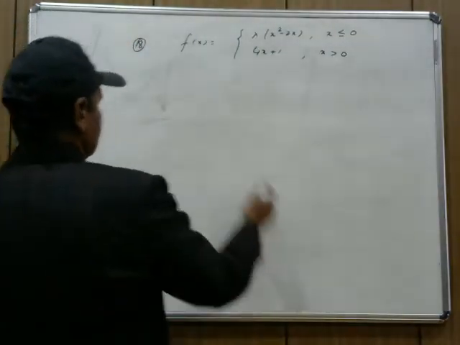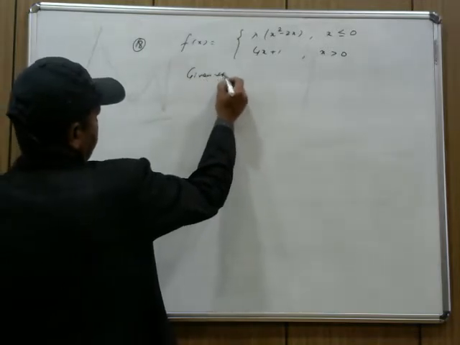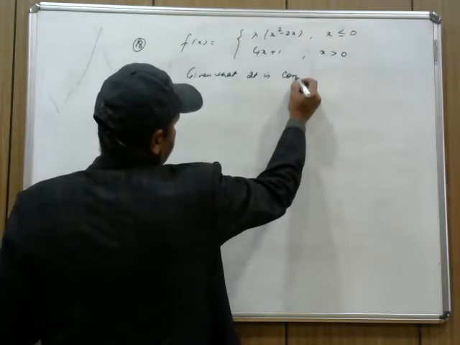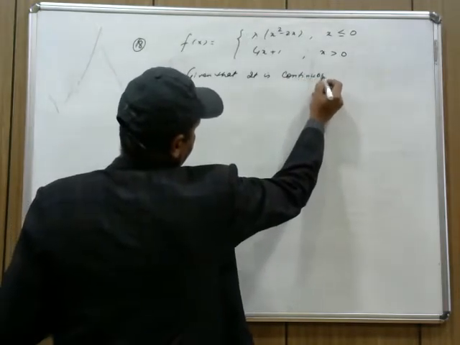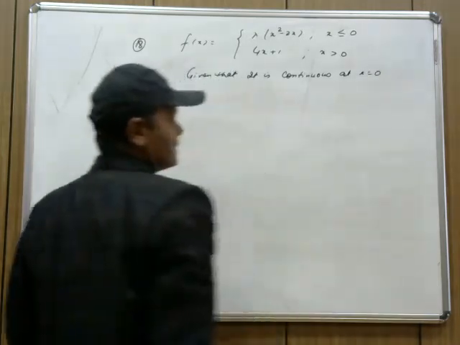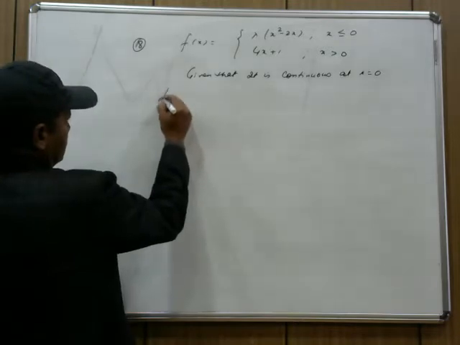Same way we will start. It is given that it is continuous at x is equal to 0. It means left hand limit and right hand limit will be same. Now we find out the limit.